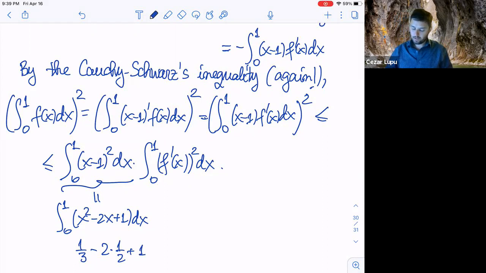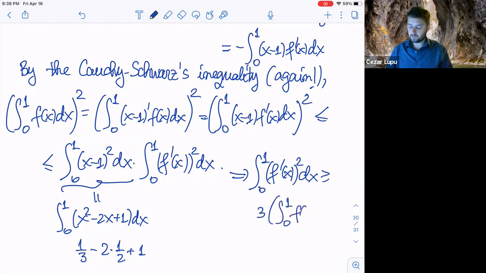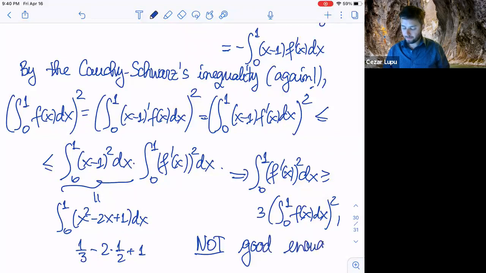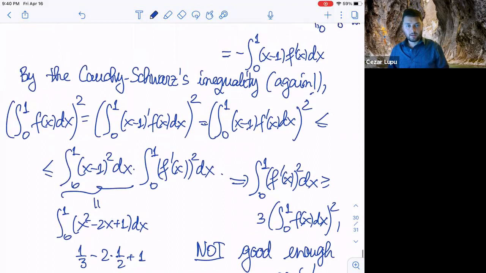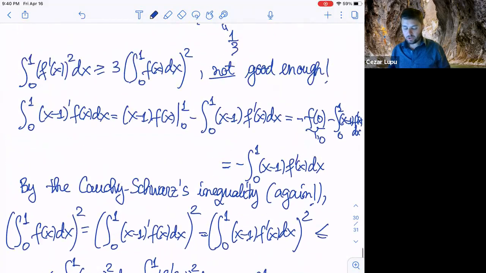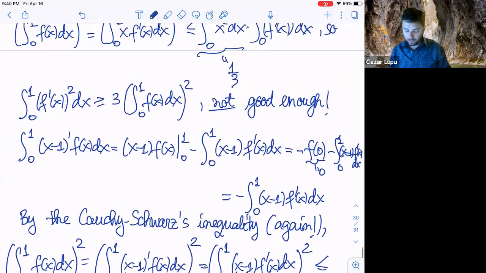So this implies that the integral from 0 to 1 of f prime of x squared dx is greater or equal than 3 times this. So basically the same thing. Not good enough again. Oh my, it's a pain right now. All right, so maybe we shouldn't do this. Maybe we should look at this. Let's call this 2 here.